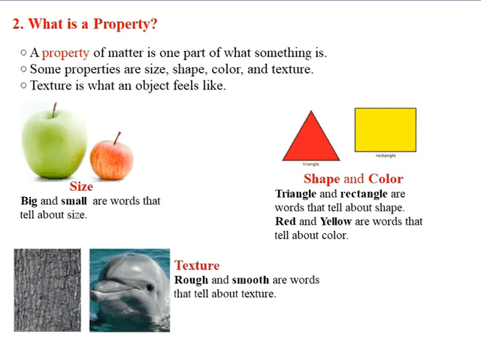If we look at the picture of the bark and the dolphin, we can notice that the bark feels rough, but the dolphin's skin feels smooth. So rough and smooth are words that tell about texture. So size, shape, color, and texture are all examples of properties.